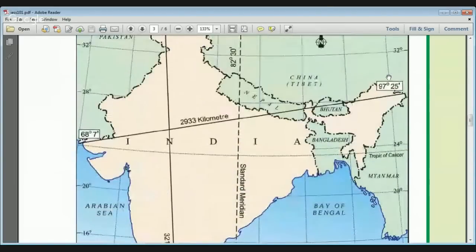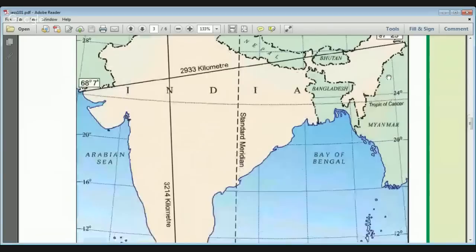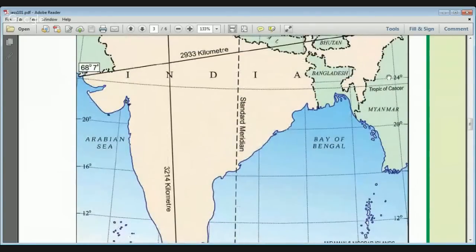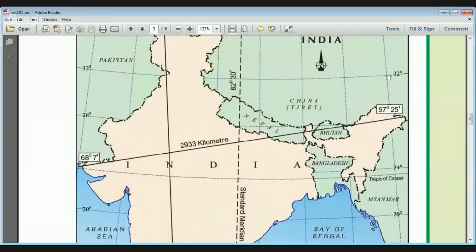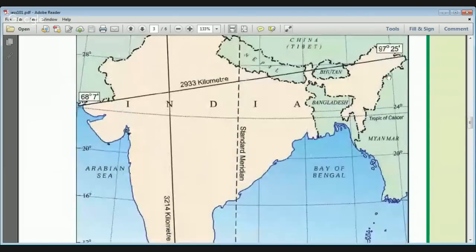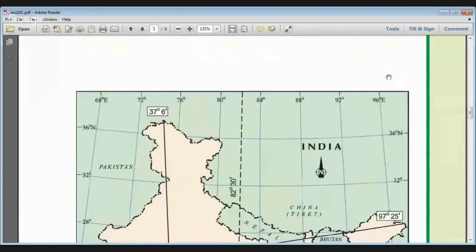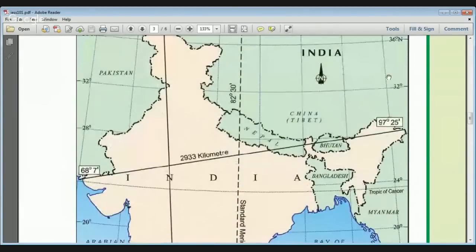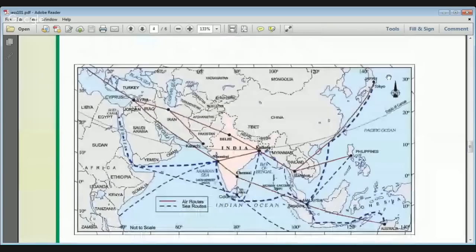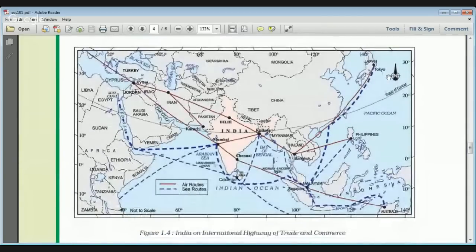So the extent from east to west is around 2,933 kilometers, but between north and south is around 3,214 kilometers. So they are approximately, means very close to each other. And our standard meridian, that is the IST, Indian Standard Time, passes through 82 degrees 30 minutes, and it passes through the Mirzapur area of Uttar Pradesh. Please remember all these facts. These are very important for the competitive exams.